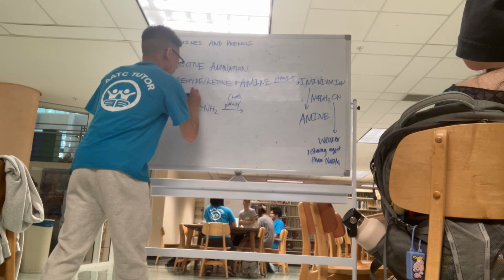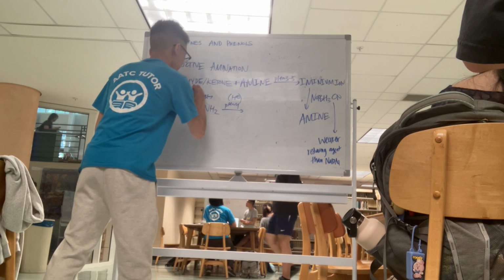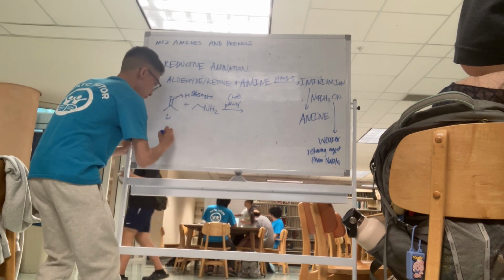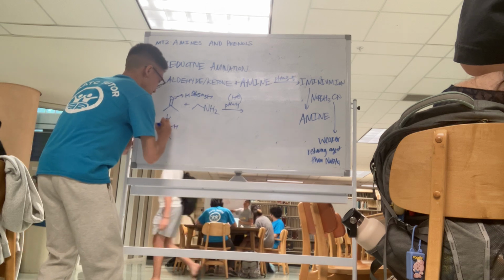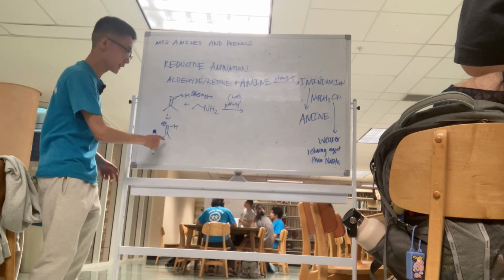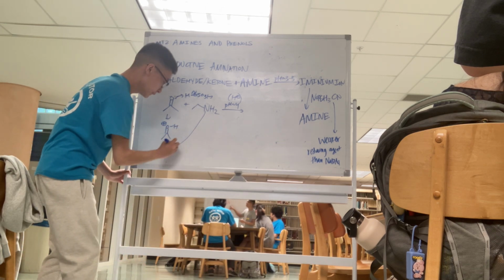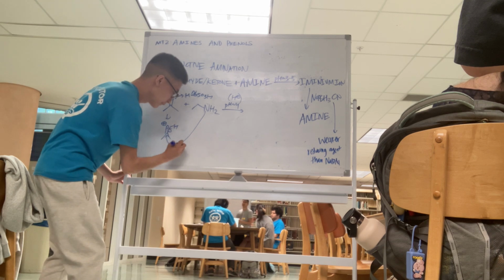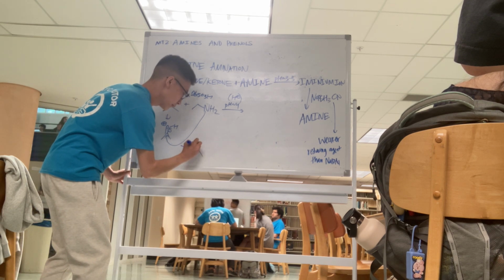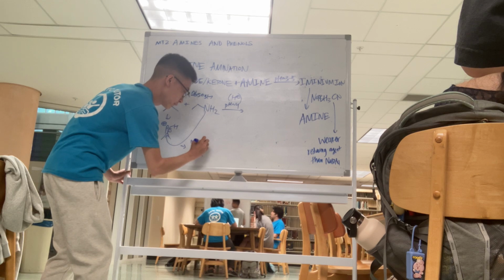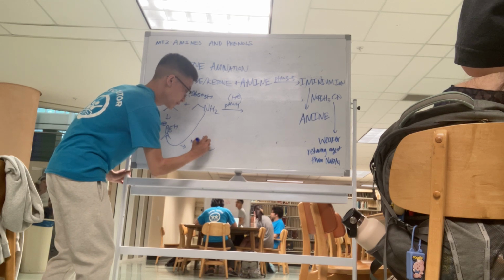So protonate this carbonyl oxygen. That's going to create your activated carbonyl carbon, which is now a strong electrophile. We could use this amine to attack that. Pop that up there. Get the OH here and H plus.